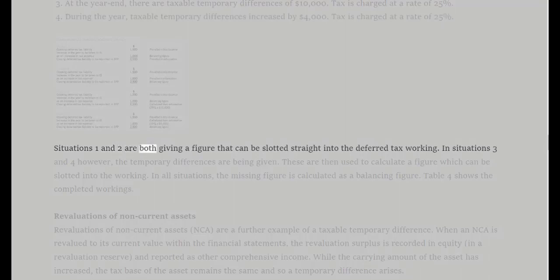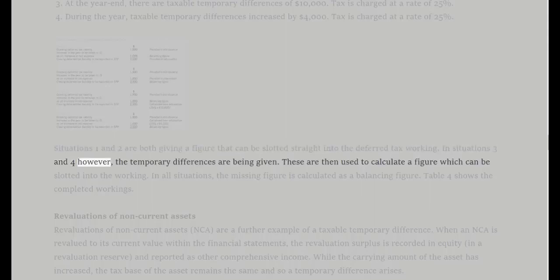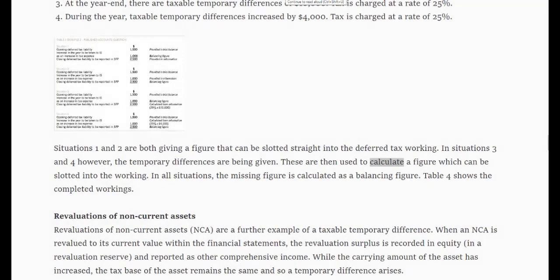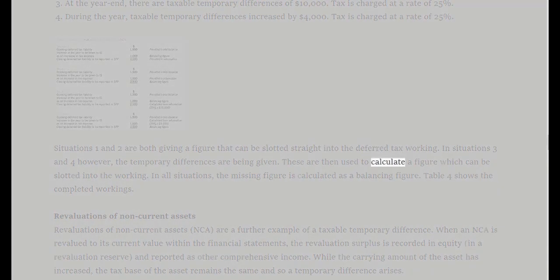Situations 1 and 2 are both giving a figure that can be slotted straight into the deferred tax working. In situations 3 and 4, however, the temporary differences are being given. These are then used to calculate a figure which can be slotted into the working. In all situations, the missing figure is calculated as a balancing figure. Table 4 shows the completed workings.